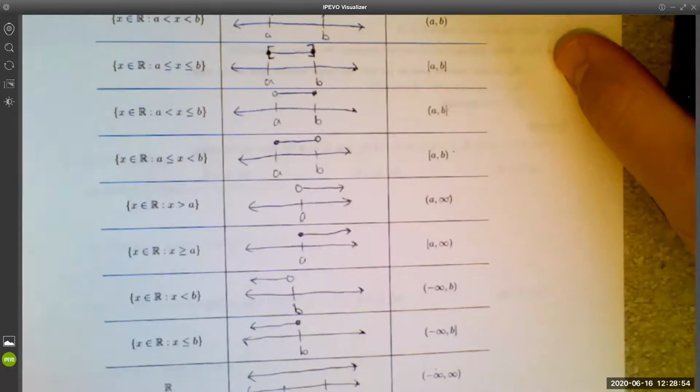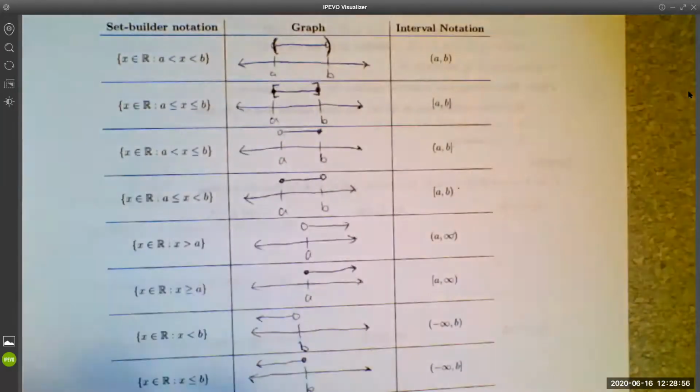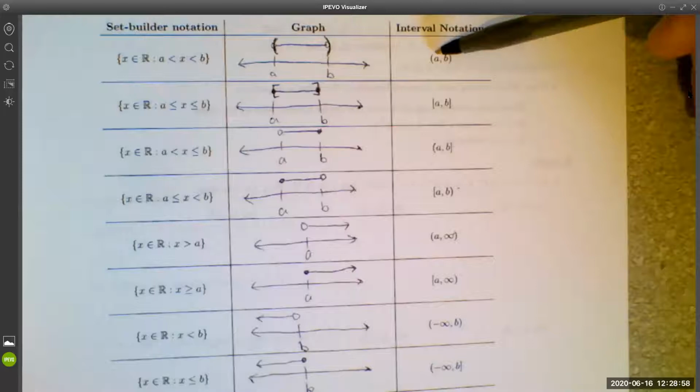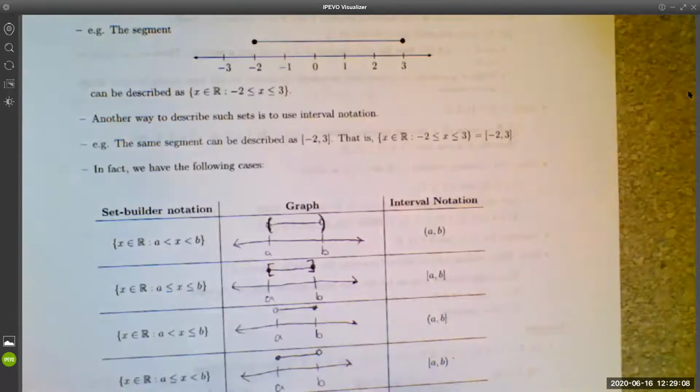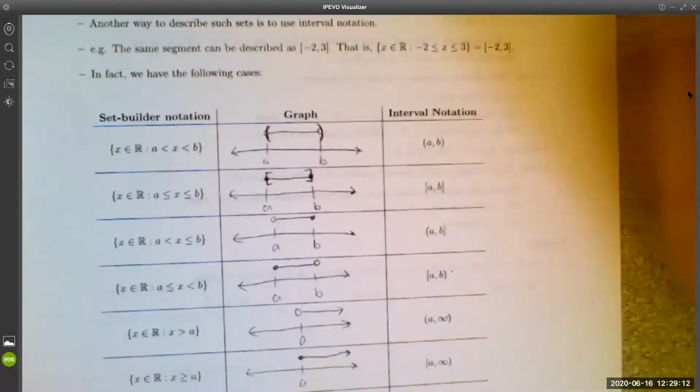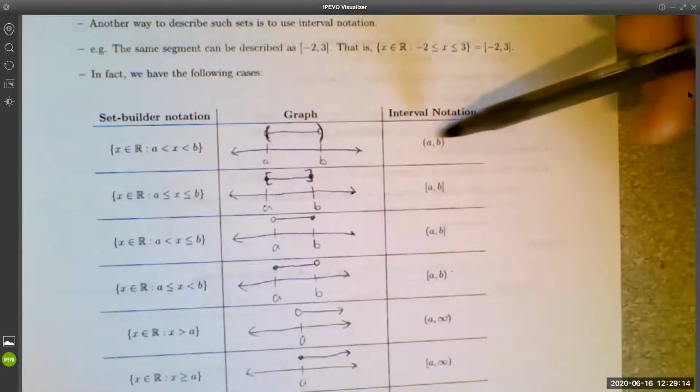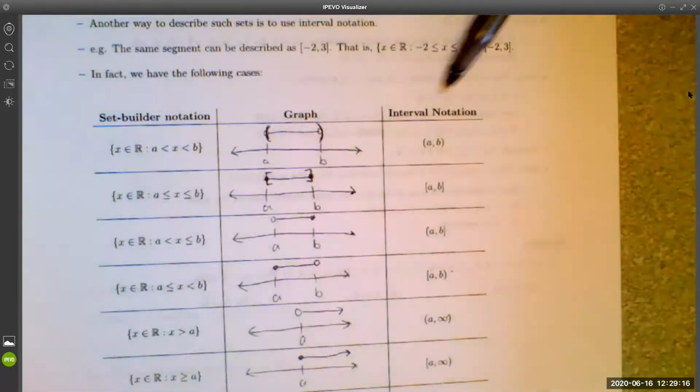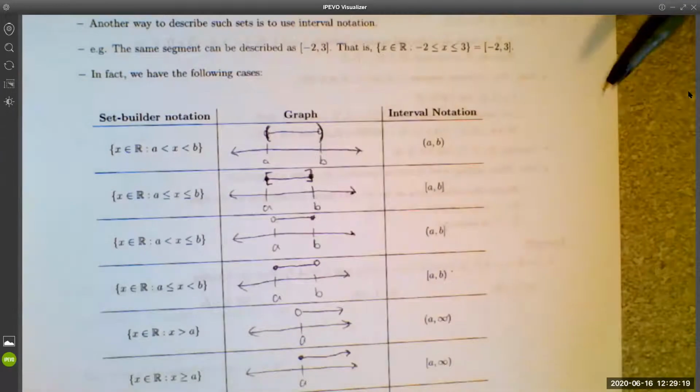When you're writing something down in interval notation, it's important that the smallest number in your interval goes on the left and the largest goes on the right. So don't mix these up. When we're dealing with set builder notation or roster notation for sets, the order doesn't matter. But when you're dealing with interval notation, the order does matter. The interval has to be arranged from smallest to largest.